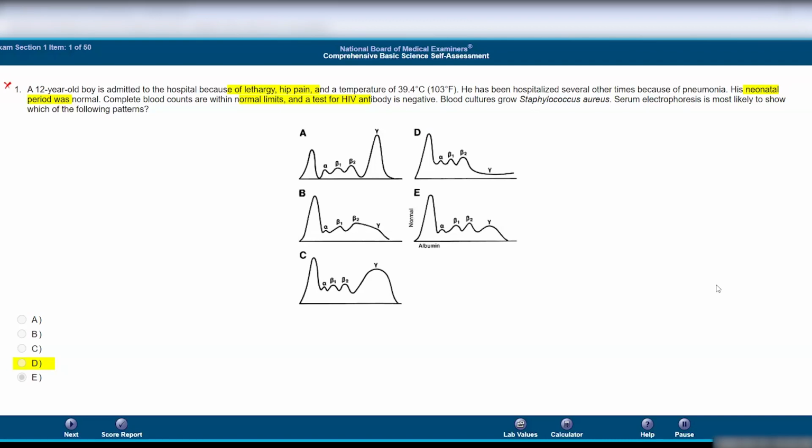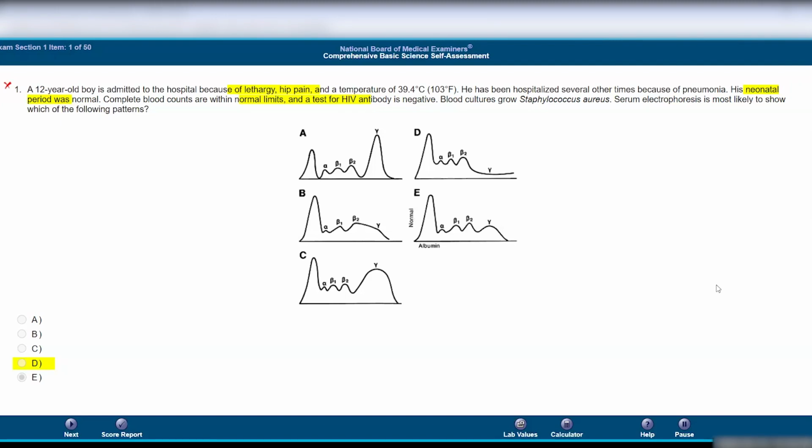Is this just hip pain, like septic arthritis or something like that? Well, it is septic arthritis, but he also gets pneumonias. He also gets staph, right? Is it normal for a 12-year-old? Oh, no, it was agammaglobulinemia. Exactly. So if you got that, then right, you would have picked D. You get what I'm saying? Yes, because there's no gamma globulin in that picture.